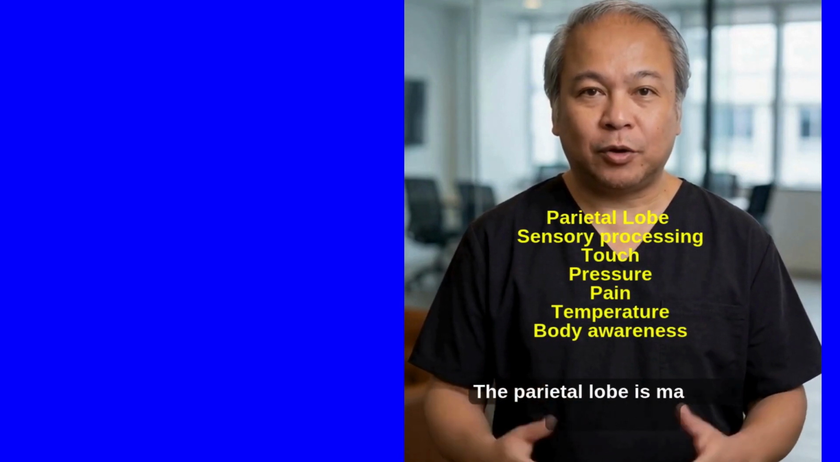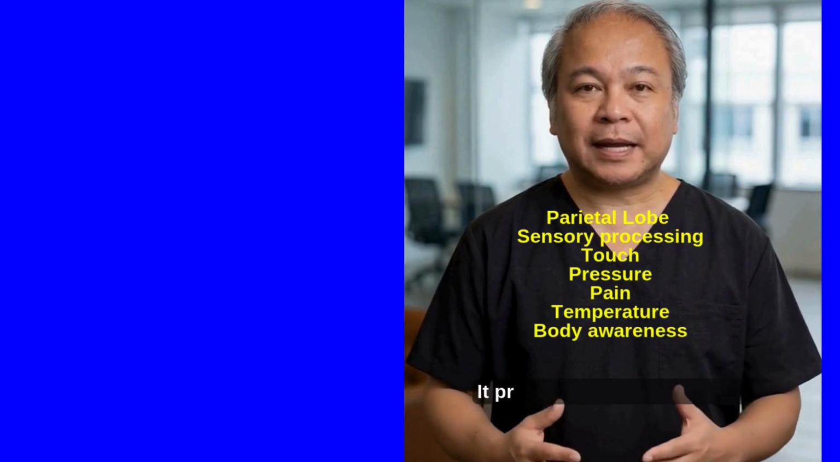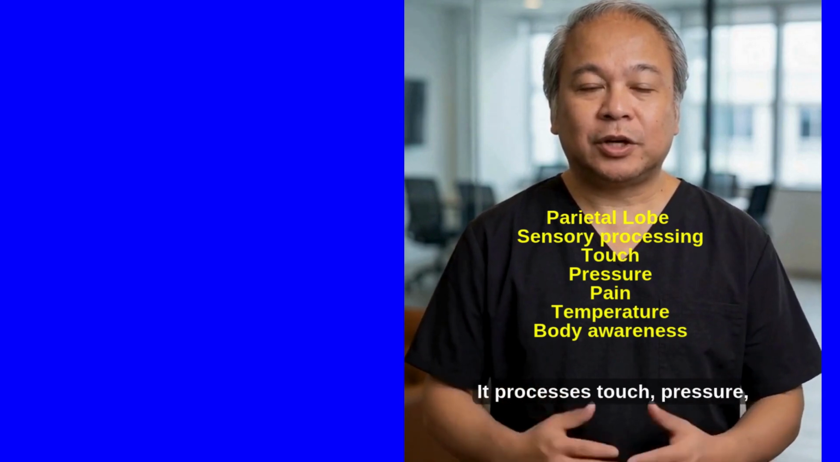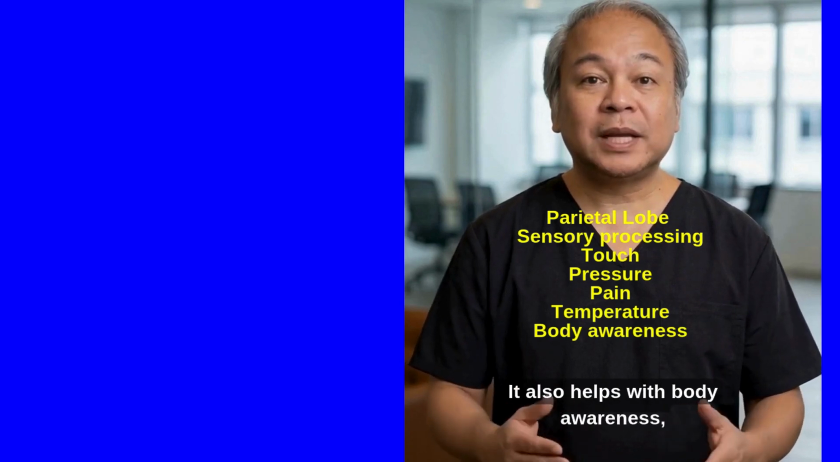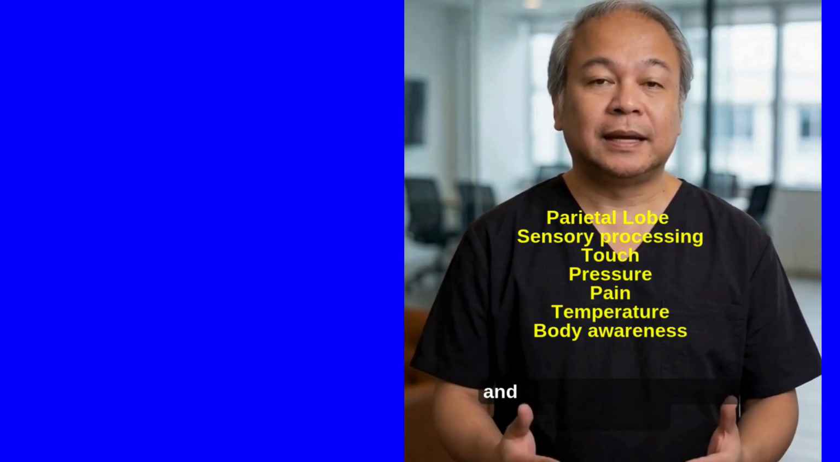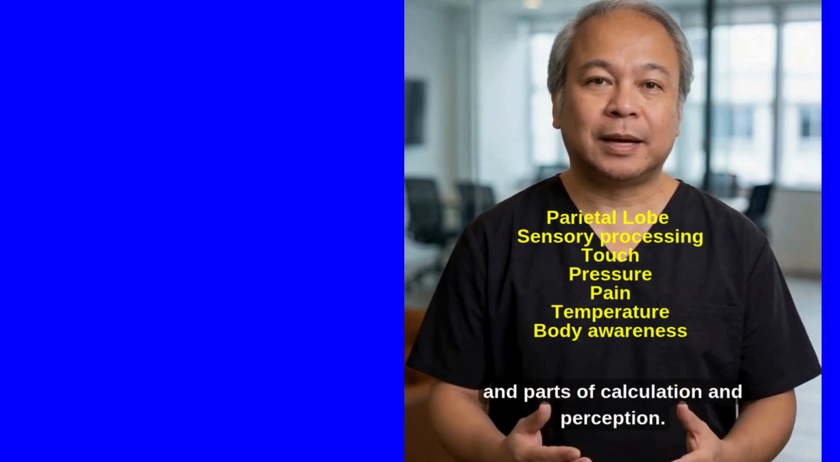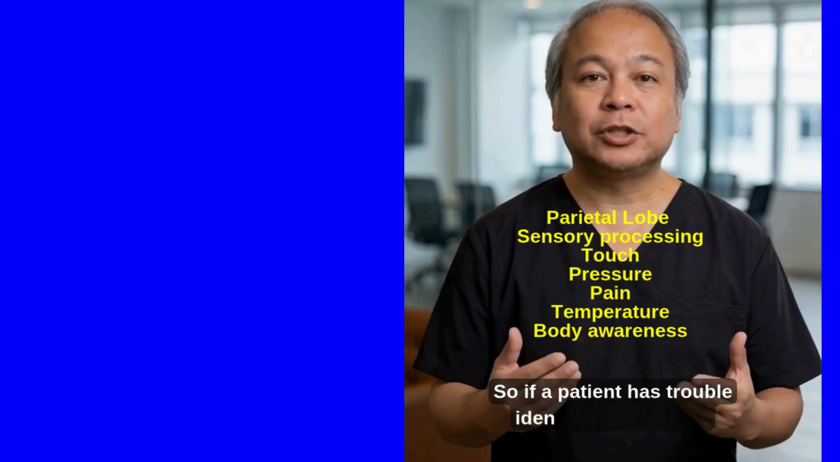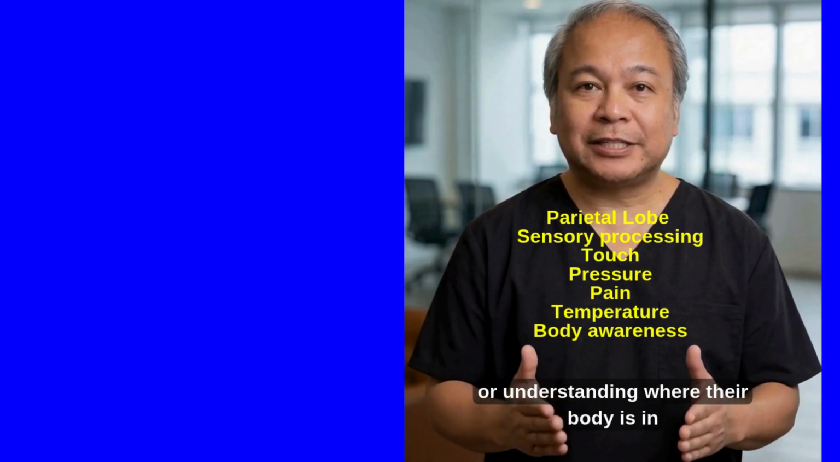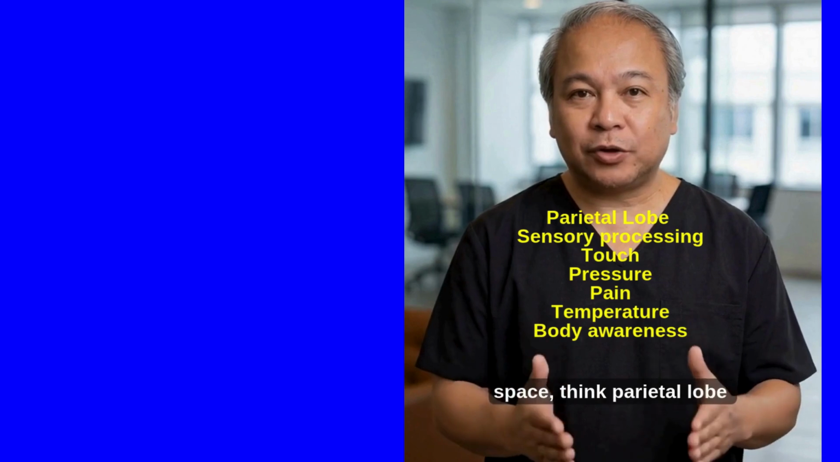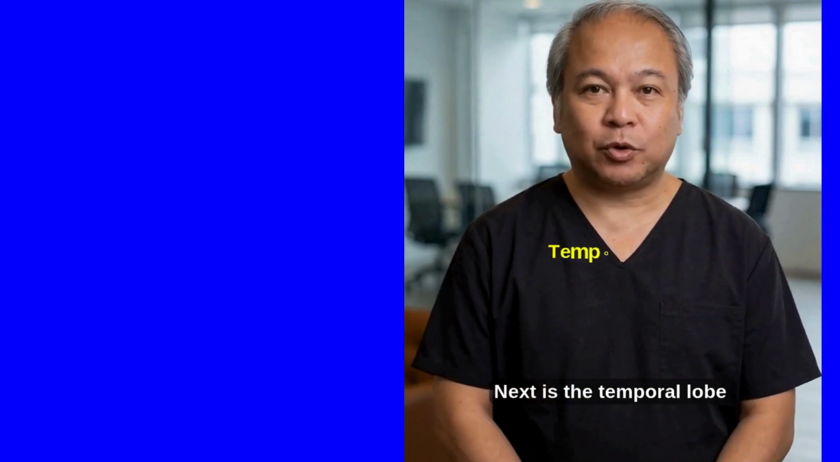The parietal lobe is mainly the sensory lobe. It processes touch, pressure, pain, and temperature. It also helps with body awareness, spatial attention, and parts of calculation and perception. So if a patient has trouble identifying sensation or understanding where their body is in space, think parietal lobe. Next is the temporal lobe.